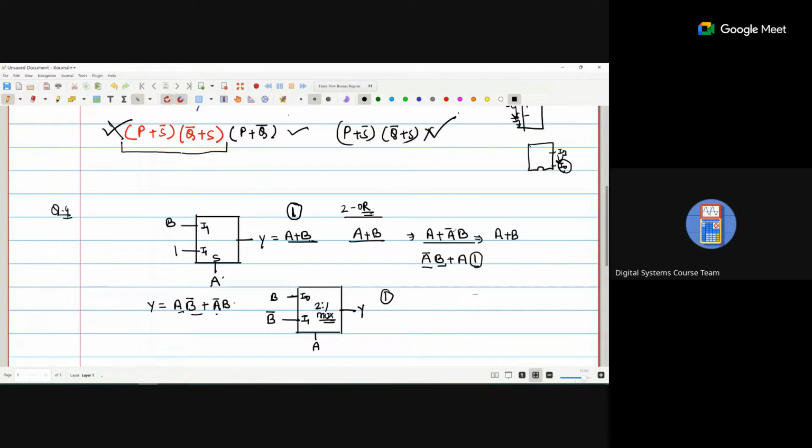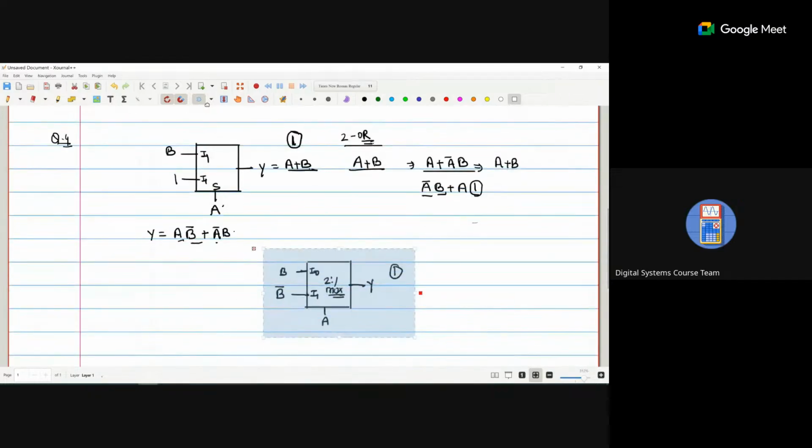Okay, any doubt till now? No, sir. Okay, now in the question it is saying that we don't have any complementary inputs. That means B bar is not available. So we have to create a B bar. We have to create a B bar. So we require one more MUX.